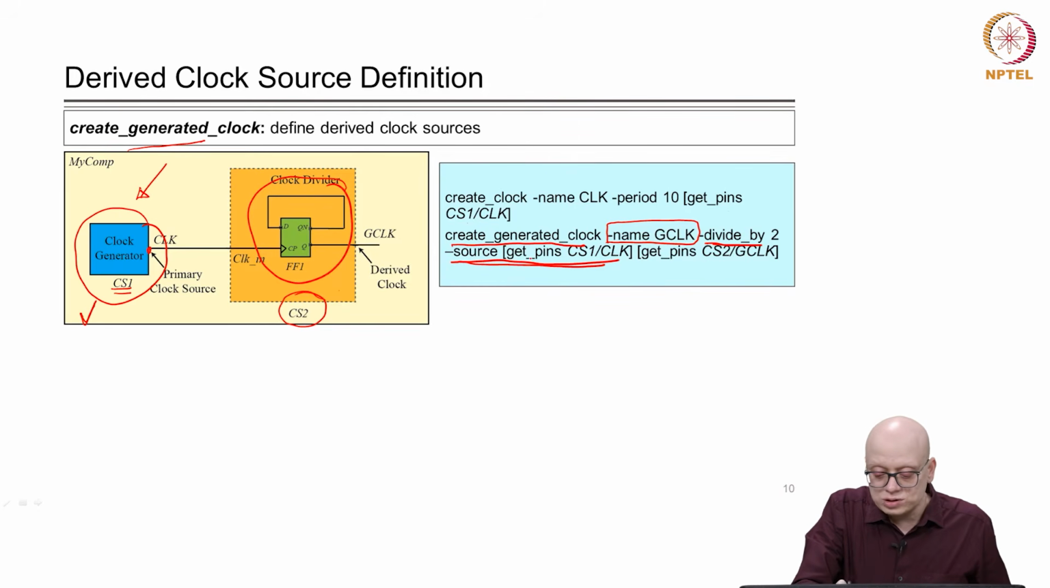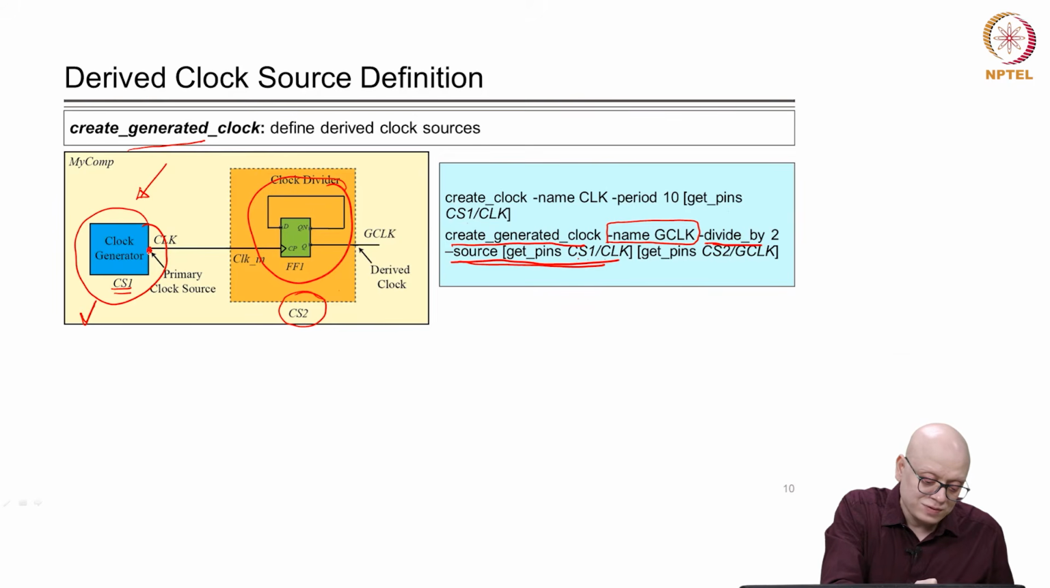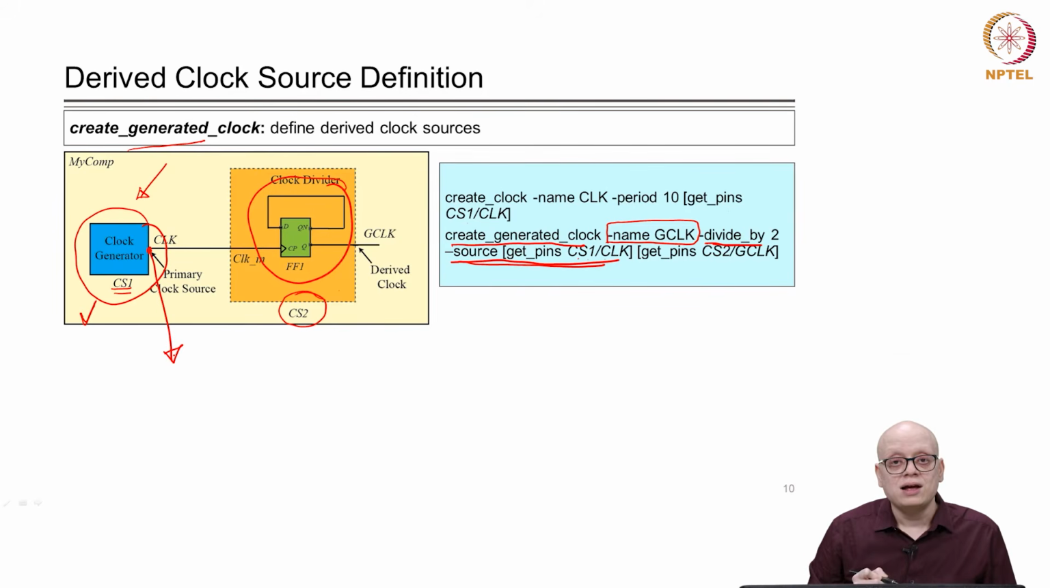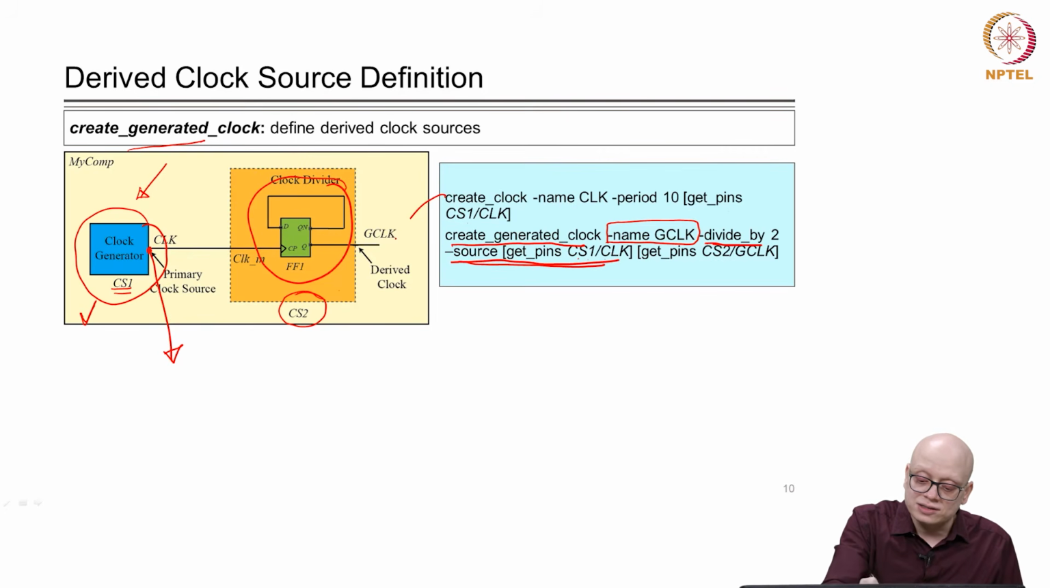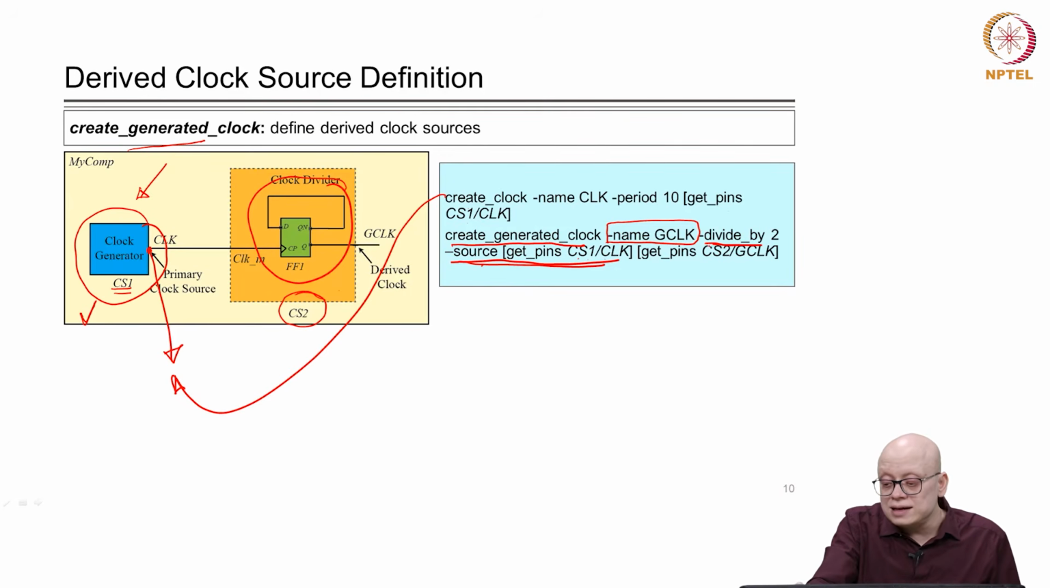So, we are saying master source get pins CS1 and CLK, right. So, it will derive the characteristics from this point, and here we have already defined the create clock command, right. So, using this command and the source command and the relationship here, the frequency and other attributes of the clock signal can be derived for this clock source GCLK, right. And where we want to define this clock source. So, we want to define this derived clock source on the pin CS2 GCLK. CS2 is the name of this instance and GCLK is the name of this pin, right.